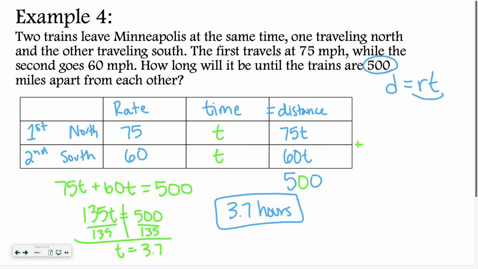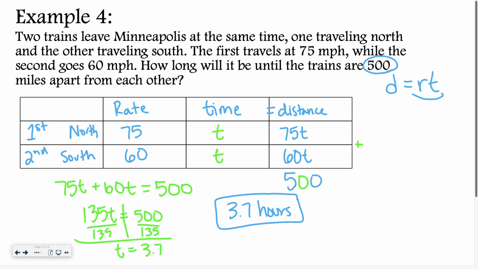And if you want to convert that 0.7 into exactly the correct number of minutes, go for it. Today I'm not going to do that. And if you need help with that, feel free to ask. I'm happy to show you how to do that if you've forgotten. But that is the last example I have for you.